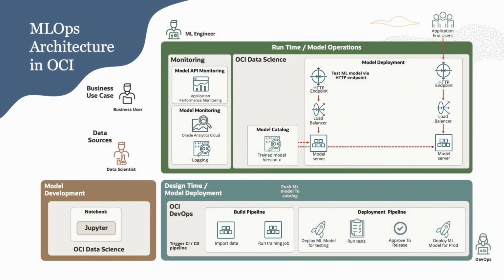This is the MLOps architecture, which shows the life cycle from data ingestion to deploying the model in an application to the end user. Data from businesses or scientists is sent into the Jupyter notebooks for model development. New data inputs or notebooks trigger the OCI DevOps CI/CD pipeline. The DevOps build pipeline runs the training job and sends the output to the model catalog. The completion of the build pipeline triggers the deployment pipeline.